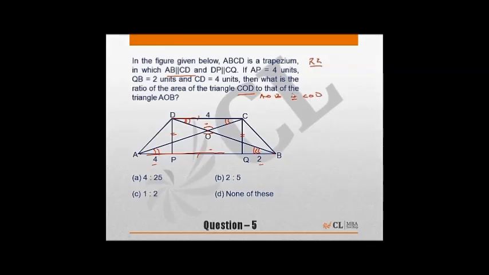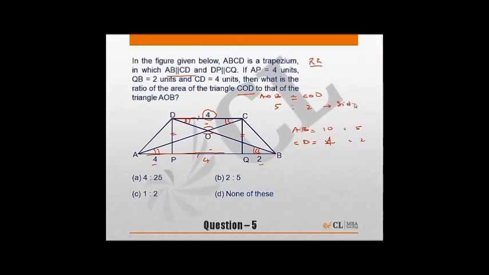Because they are similar triangles, the ratio of area will be the square of the ratio of sides. Now since CD is equal to 4, this should also be equal to 4 because these are parallel lines and DP and CQ are also parallel lines. So what does it mean? That AB is equal to 10 and CD equal to 5. I'm sorry, CD is equal to 4, it is given to us. So the ratio of sides of AOB to COD has to be 5:2.